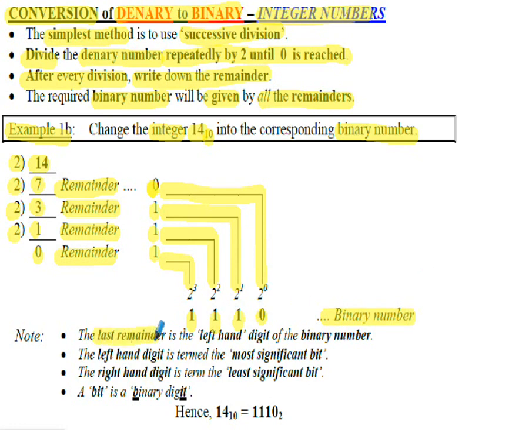Note that the last remainder is the left-hand digit of the binary number. The left-hand digit is termed the most significant bit. The right-hand digit is termed the least significant bit, where a bit is defined as a binary digit. So in summing up, 14 in base 10, the integer given, is equal to 1110 in base 2, the binary number.